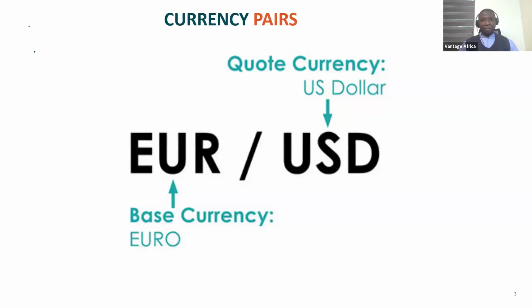This is so important. This is why we say that you consider the base currency whenever you're getting into a trade. What is it that's happening with the base currency? Is the base currency about to be stronger than the quote currency? Or is the base currency about to be weaker than the quote currency? That's what you're looking at to determine which direction you should be going.